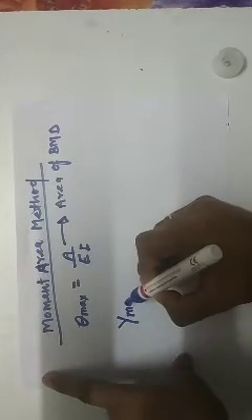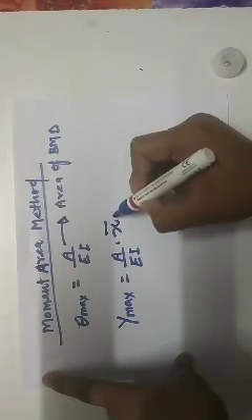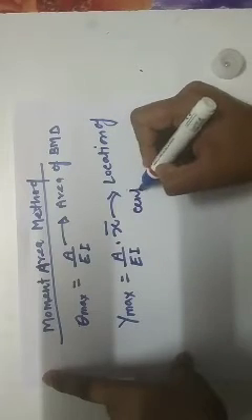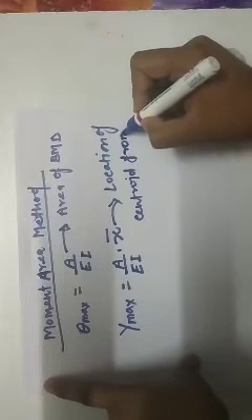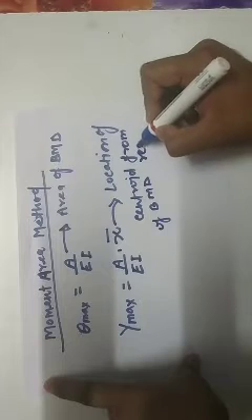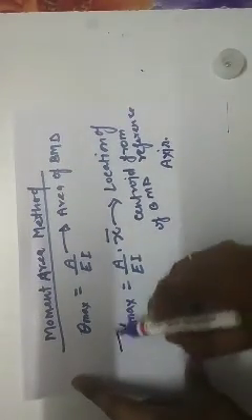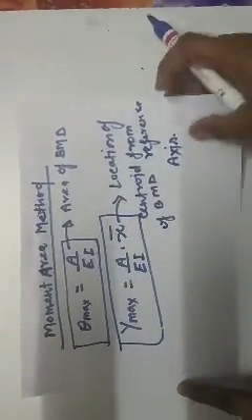And maximum deflection will be equal to A upon EI into X bar, where X bar is the location of the centroid of the BMD from the reference axis, right? These are the two governing equations, and with the help of these two formulas, we will calculate the value of maximum slope and maximum deflection through the moment area method. Suppose here is our cantilever beam, right?